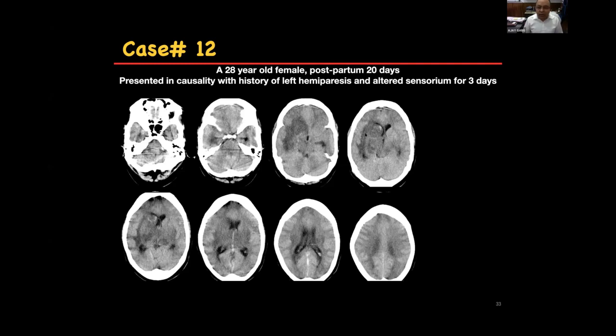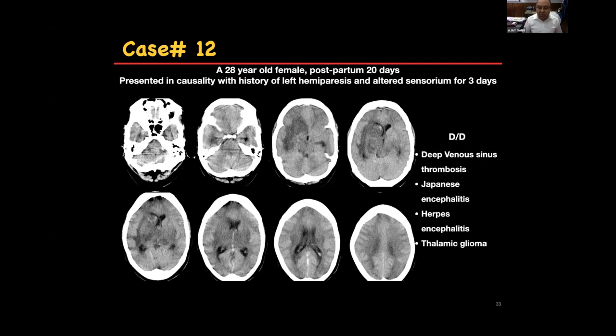So these are the differential diagnoses whenever you see bilateral basal ganglia involvement: deep venous sinus thrombosis, Japanese encephalitis, rarely herpes, or thalamic glioma. So always look for areas of hemorrhage, or look for the density of the deep venous system.